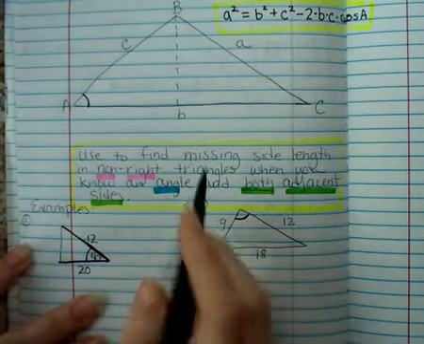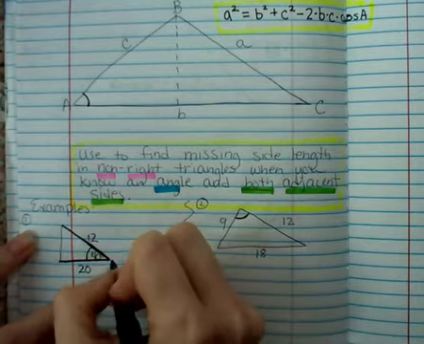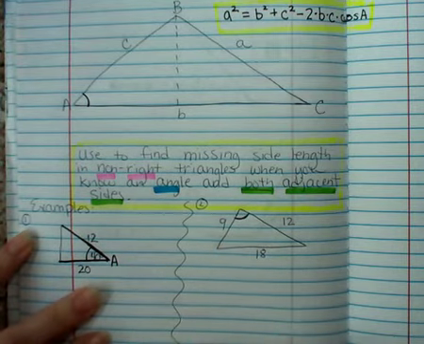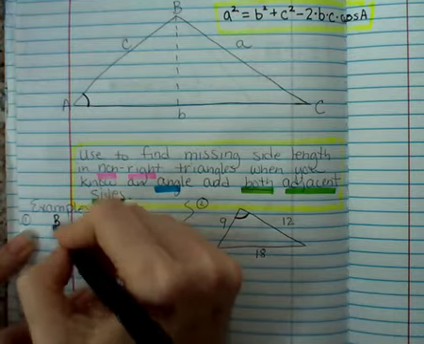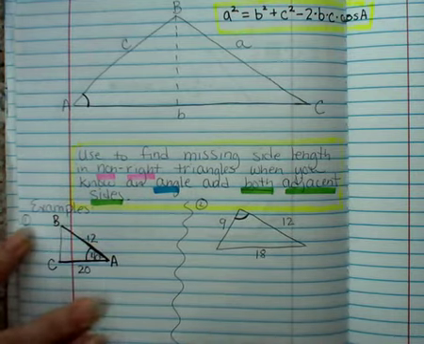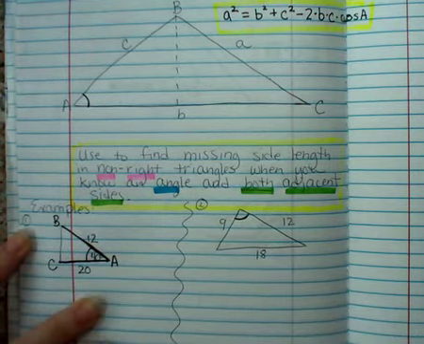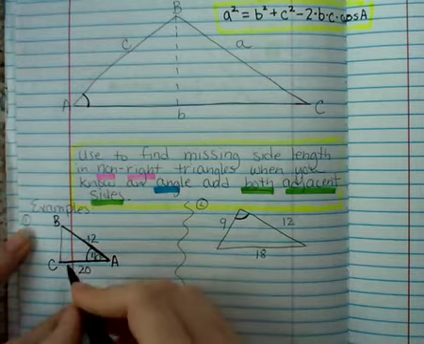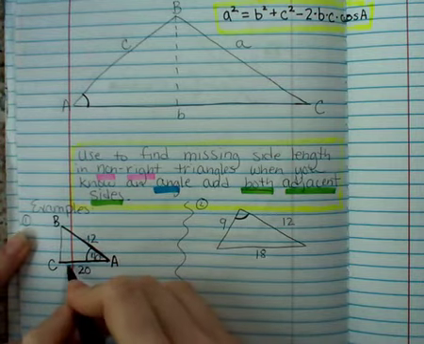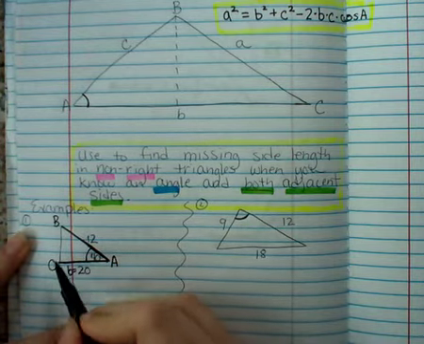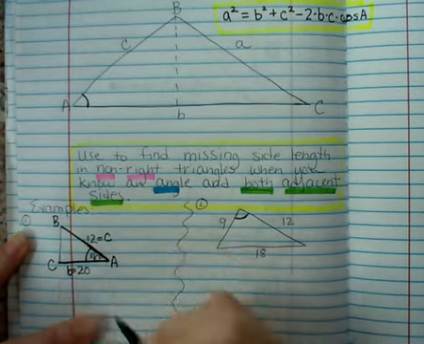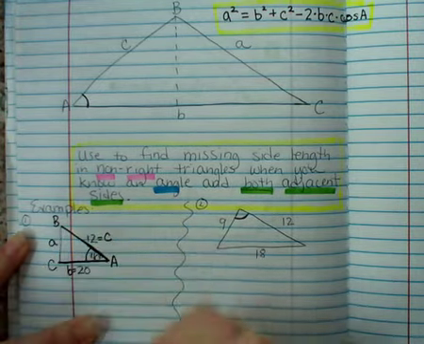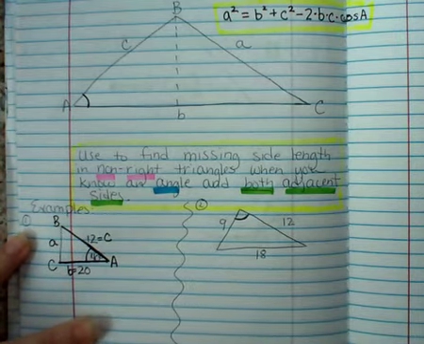So we can use this law of cosines formula, and I'm going to go ahead and label my sides as A, B, and C. It doesn't really matter what order you label them in, but by labeling them this way, that will tell me that my B is 20 and my C is 12, and the side that we're looking for is that side A.